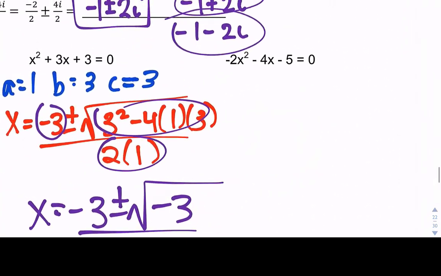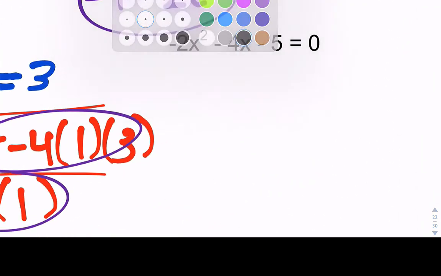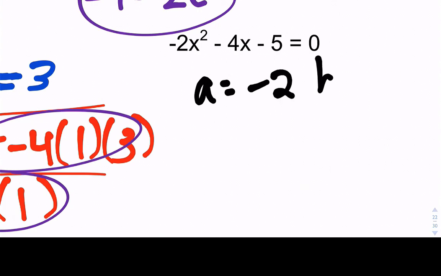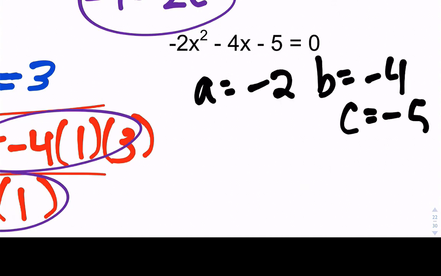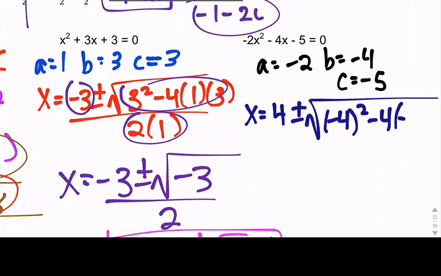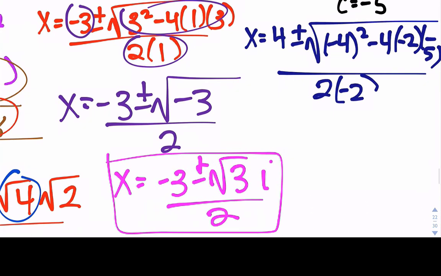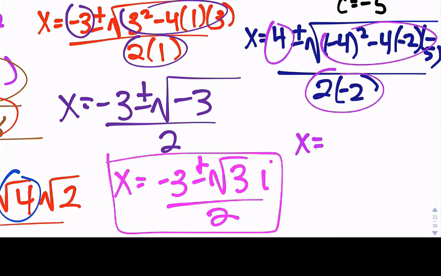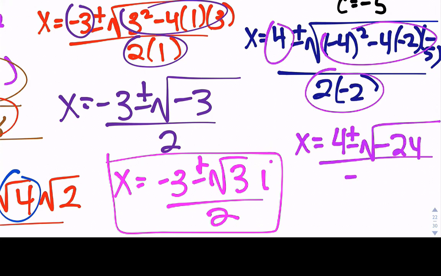And the last one, again, identify a, b, and c. So a equals negative 2, b equals negative 4, c equals negative 5. Plug into quadratic formula. x equals opposite b plus or minus the square root of negative 4 squared minus 4 times negative 2 times negative 5. Whoops, squeezing that negative 5. All over 2a. Calculate your discriminant, your three parts here. So 4 plus or minus the square root of negative 24 over negative 4.